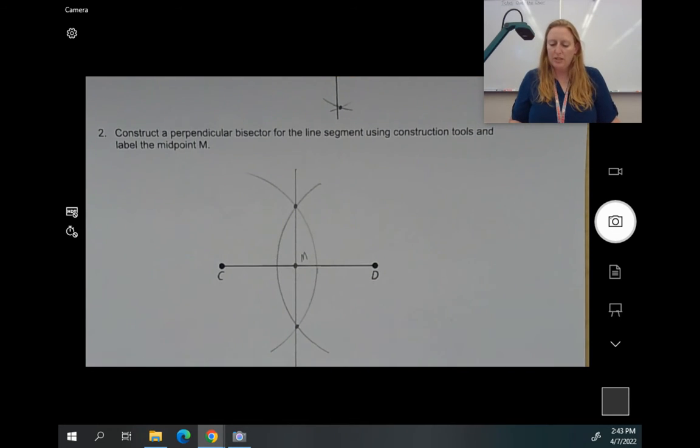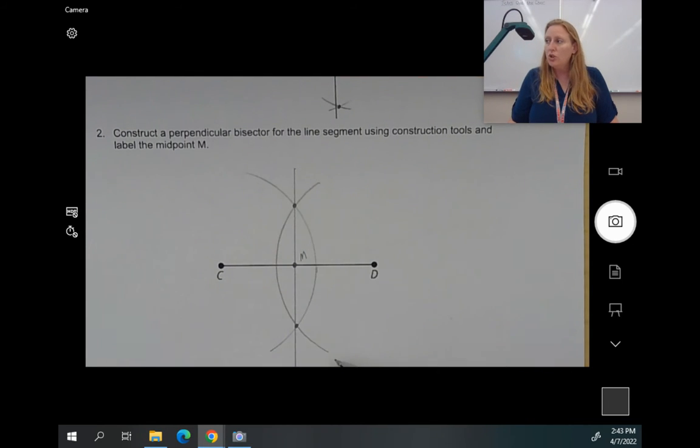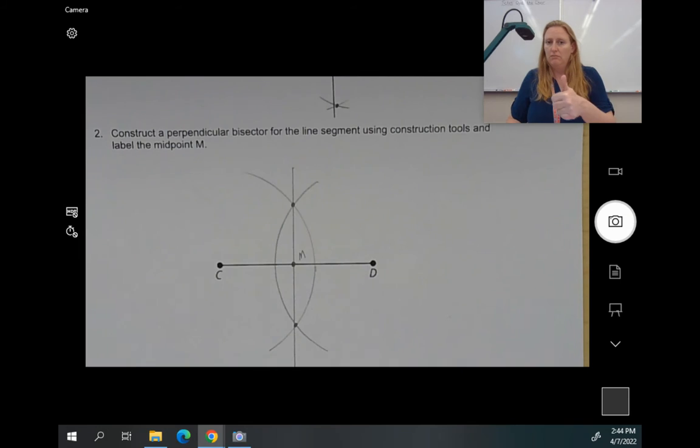So you made a perpendicular bisector. Again, don't erase your lines. You went to all the trouble to show your work. This is you showing your work. Don't erase the lines. Keep them there. That's how I know you showed your work.